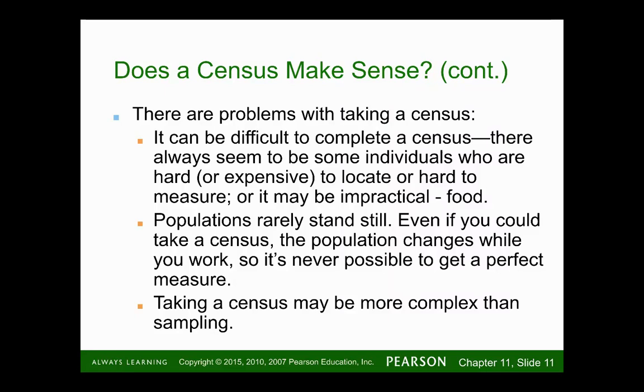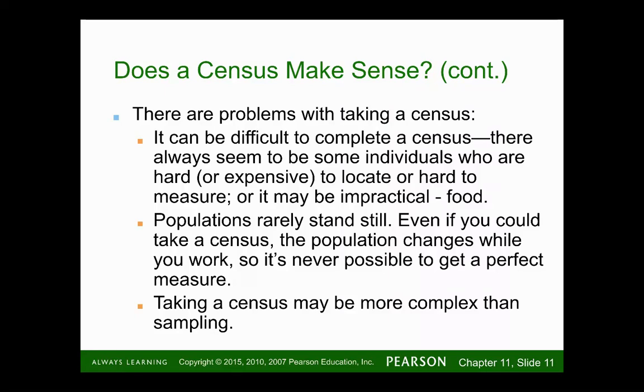I could have moved in the middle of the census. It takes months, almost a whole year, to complete the census in the U.S. So I could move, I could change jobs, I could have a birth, I could experience a loss. All those things take place, so from a practical perspective the information is not up to date. Populations really don't stand still, as I mentioned. Taking a census may be more complex than sampling. I could execute a small sample of the population far more quickly.